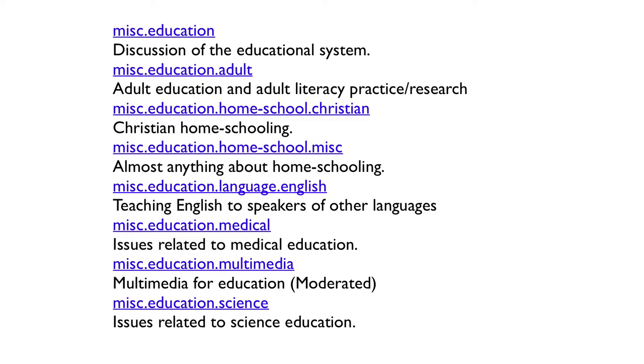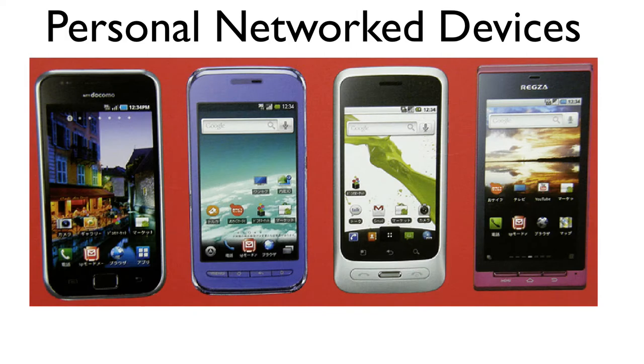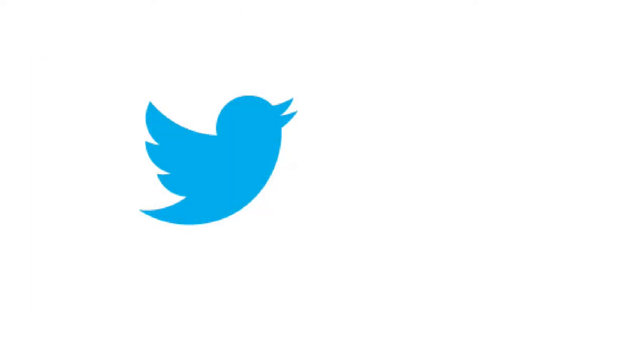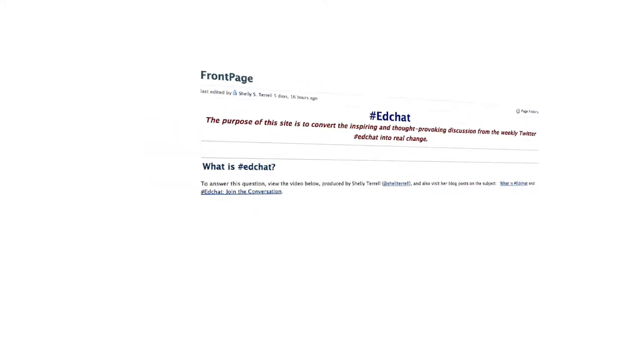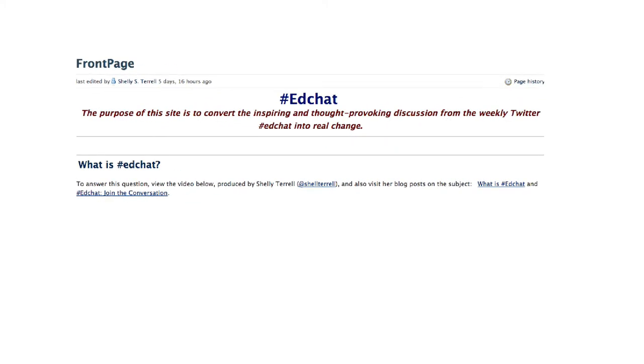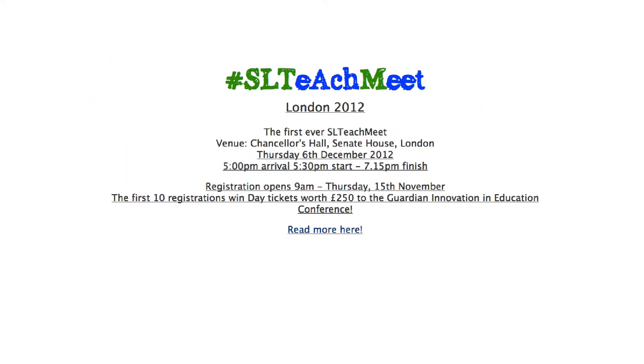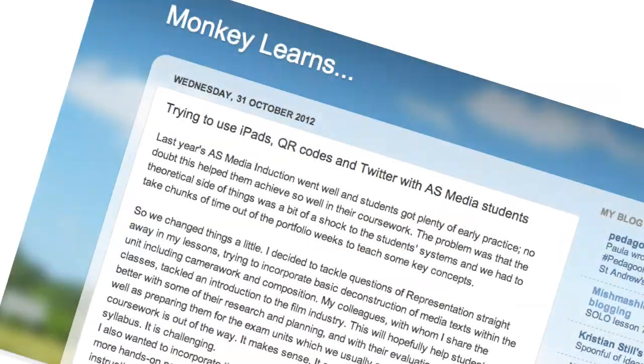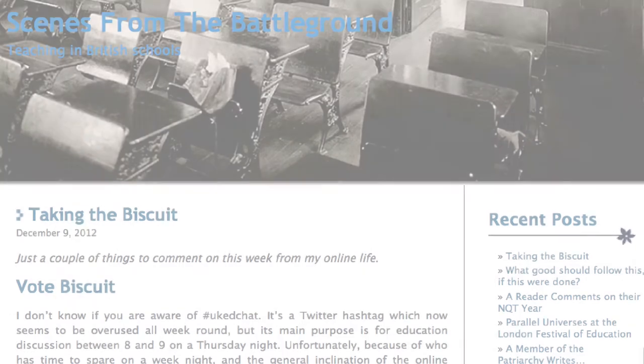And the reason for this is the use of smartphones, phones that are internet-enabled, that have screens, and that use applications to join people together. The main things that teachers use to facilitate their online communities, I guess, are Twitter, and from that, something called EdChats, and then another thing called Teach Meets, and fourthly, blogs. And underpinning all this is a special tagging system called hashtags.